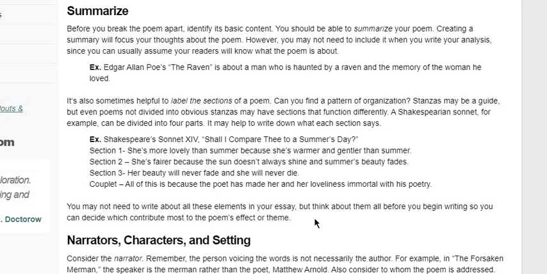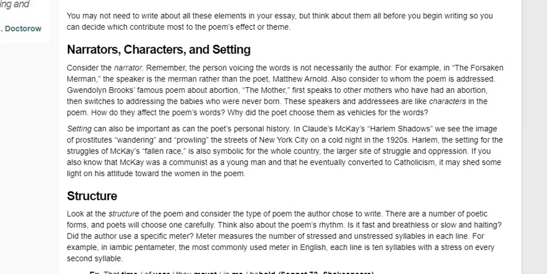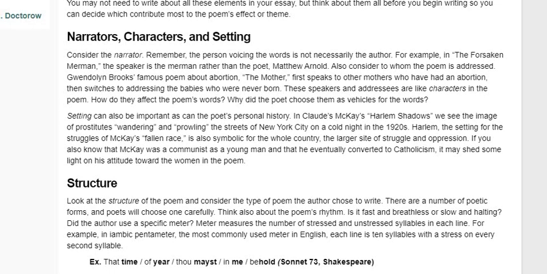So remember, there is always a pre-writing stage, while-writing stage, and post-writing stage. Right now we are talking about the pre-writing stage, where you do not need to write. Just clear it in your mind, write it on a rough register, alright? Then you need to look at narrators, characters, and settings. So it also includes structure.